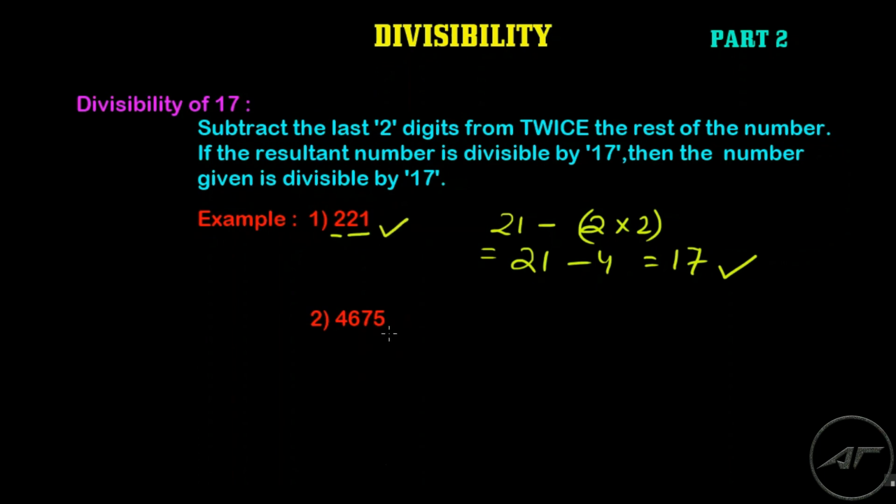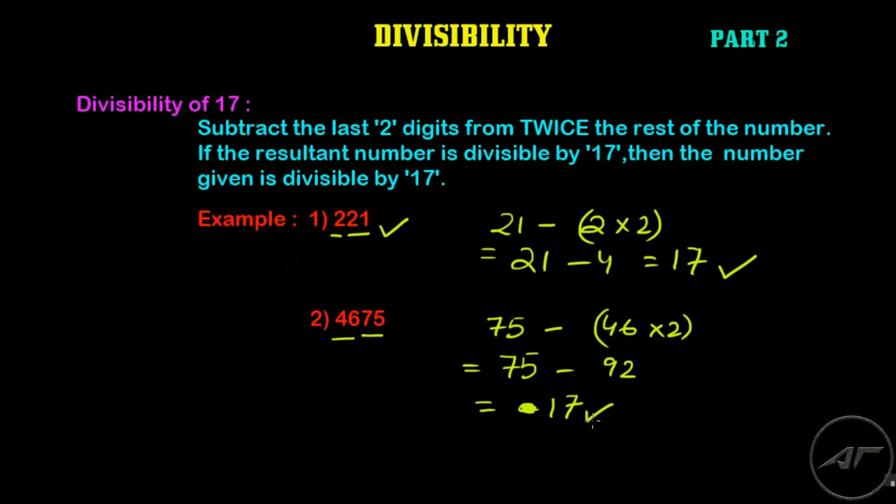In our second example, we have 4675. Again, we extract the last 2 digits, that is 75, and from it we subtract twice the rest of the part of the number, that is 46, into 2. Which is going to be minus 17. Now in any case, if you get a negative number, just ignore the negative part and check if the resultant number is divisible by 17. If it is divisible by 17, then the given number is also divisible by 17.